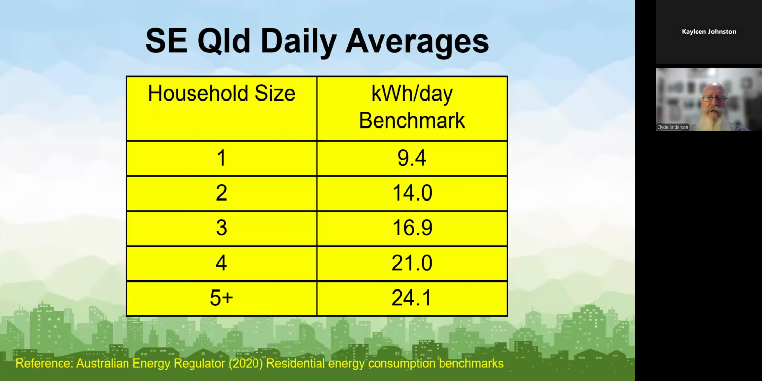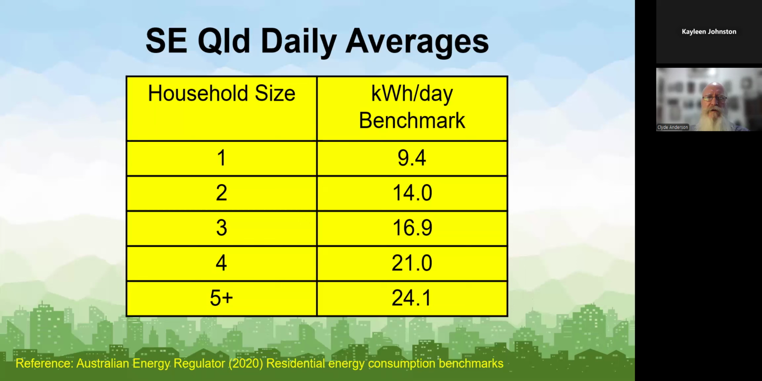These benchmarks did not have a pool. They did not have an electric vehicle, no gas, no underfloor heating, and no solar PV. So there are things that were left out of this benchmark average because not everybody has those five items.